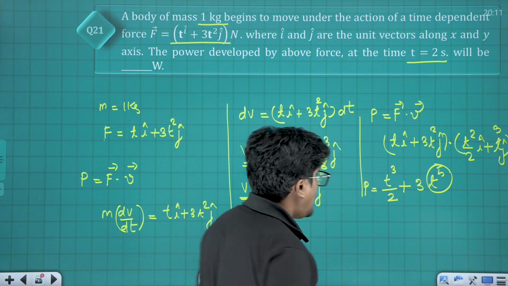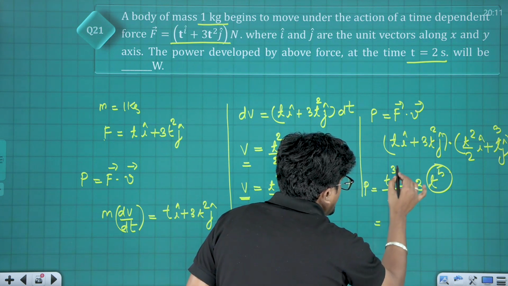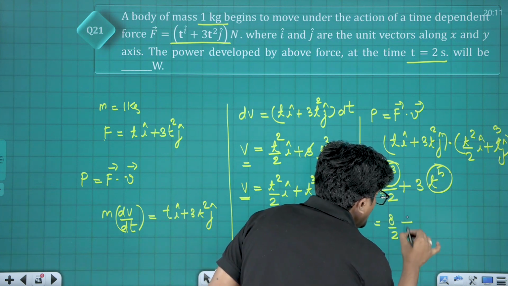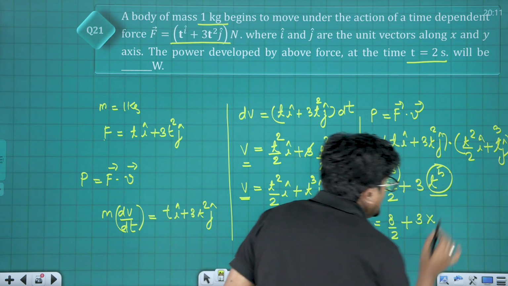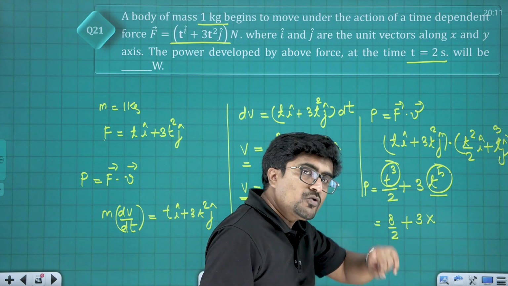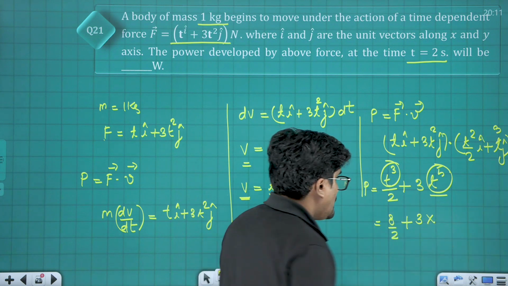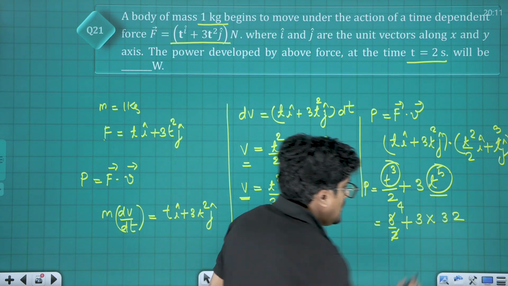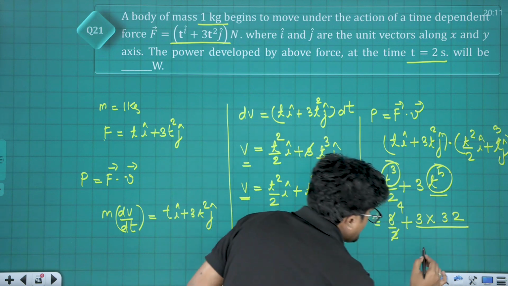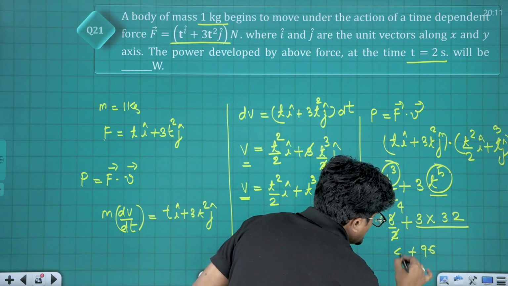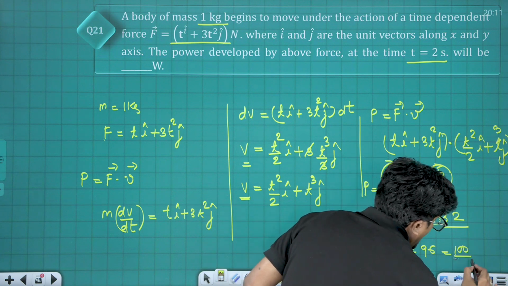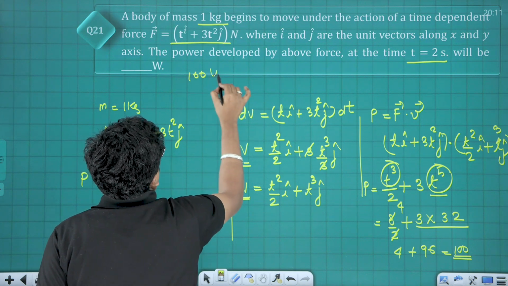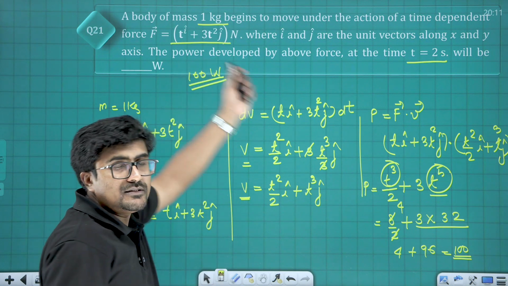Now if I solve this, I'm going to get, here this is what? 2 cube. 2 cube is 8. So 8 by 2 plus, here this is going to be 3 into, t raised to 5 is 2 2s are 4, 4 2s are 8, 8 2s are 16, 16 2s are 32. So 32. Here this will go, it's going to be 4 here. Now here this is going to be what? 96. So 96 plus 4. And now this must be what? 100. So here the answer is going to be 100 watt. That's going to be the final answer for this question.